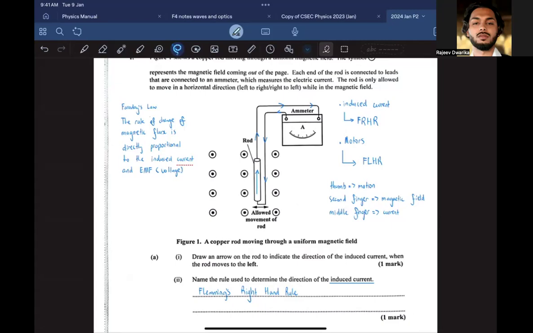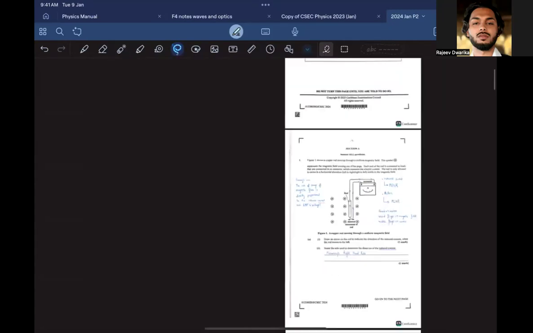Would you have used Fleming's left hand rule? Nope. You sure? Yeah, I'm sure. Okay. Yeah.